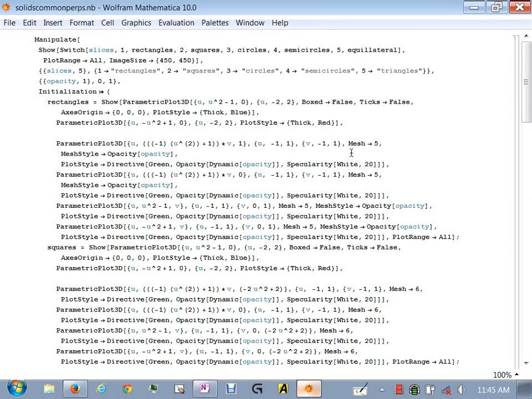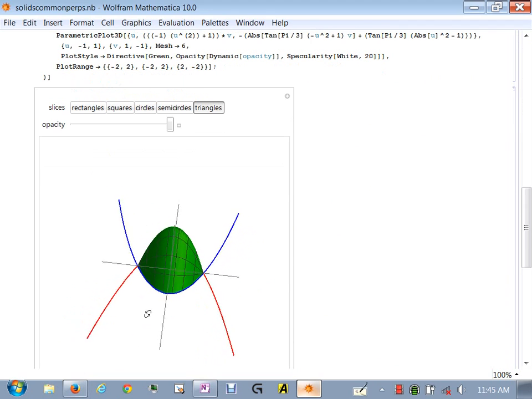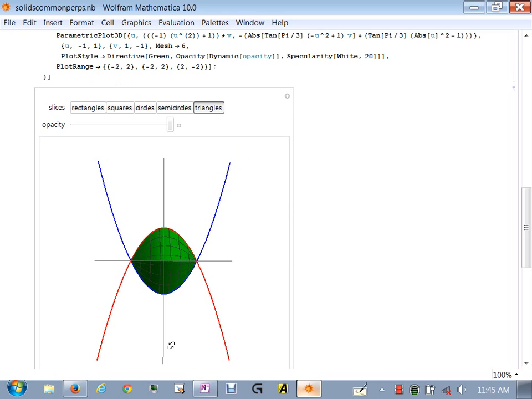That's code. Ignore the code. All right, so here's what we're going to do. Okay, so let's say we have a parabola that opens up and a parabola that opens down, right?